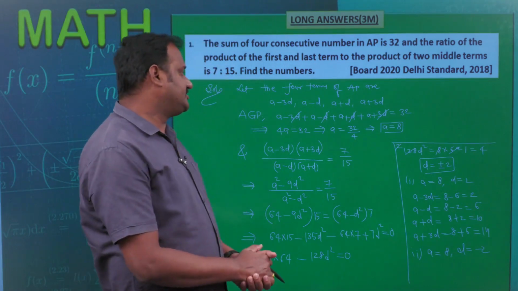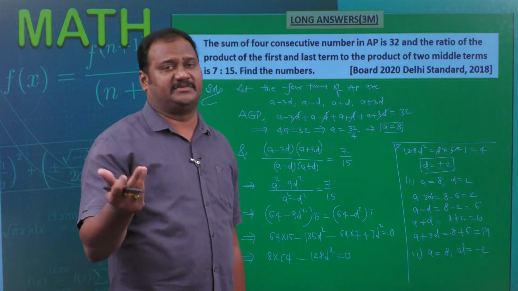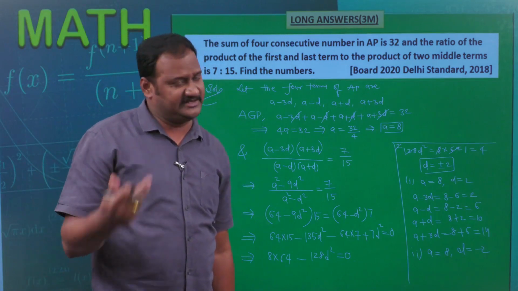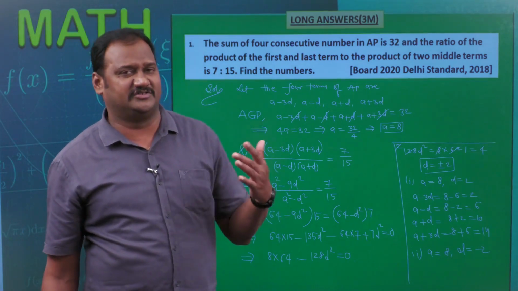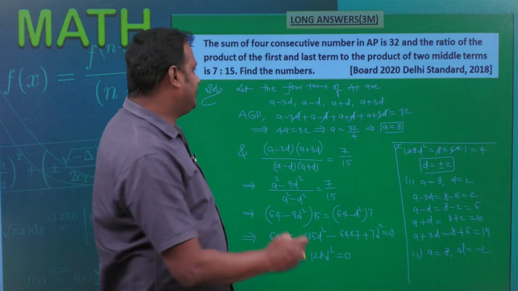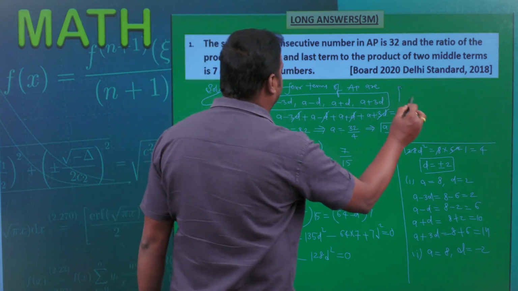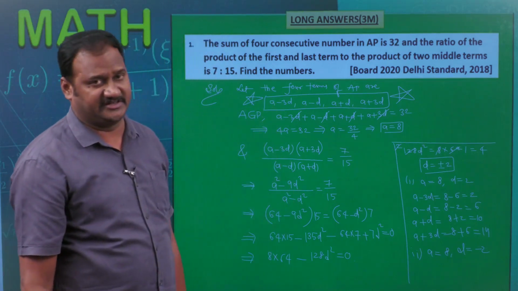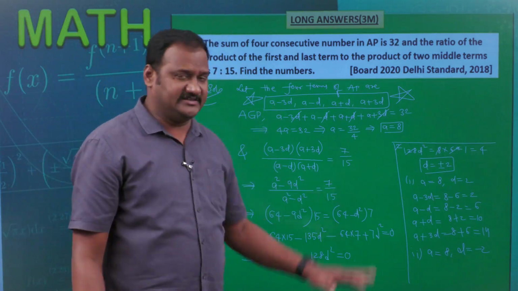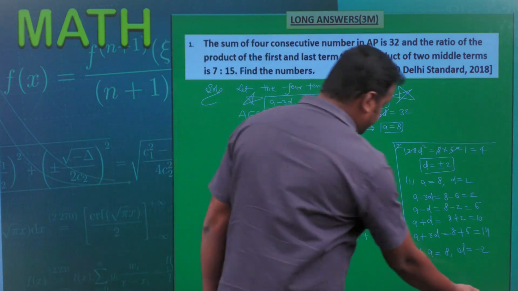So this problem seems to be very difficult, because if you start with the numbers a plus d, a plus 2d, a plus 3d, so definitely you get confused and you cannot approach the solution easily. But please be very careful while selecting the 4 terms of an arithmetic progression. This is the perfect way to select 4 terms of an arithmetic progression, so that easily you can solve the problem. Hope you understand. Moving on to the next one.